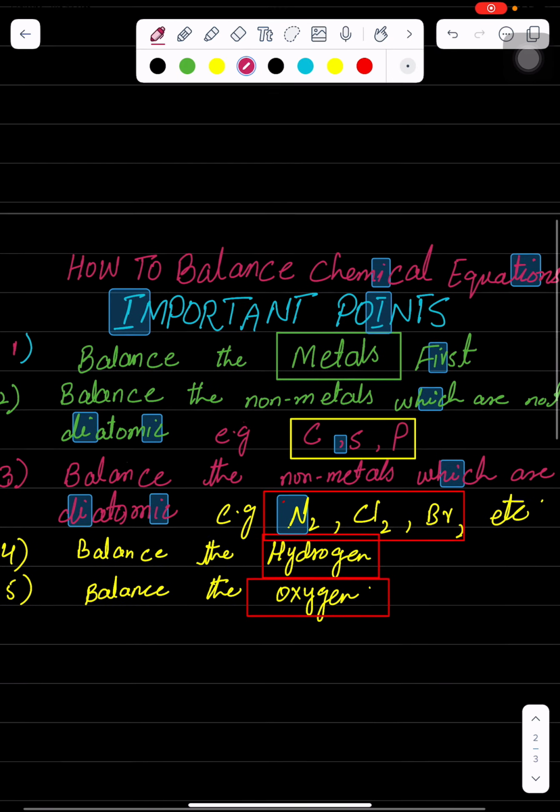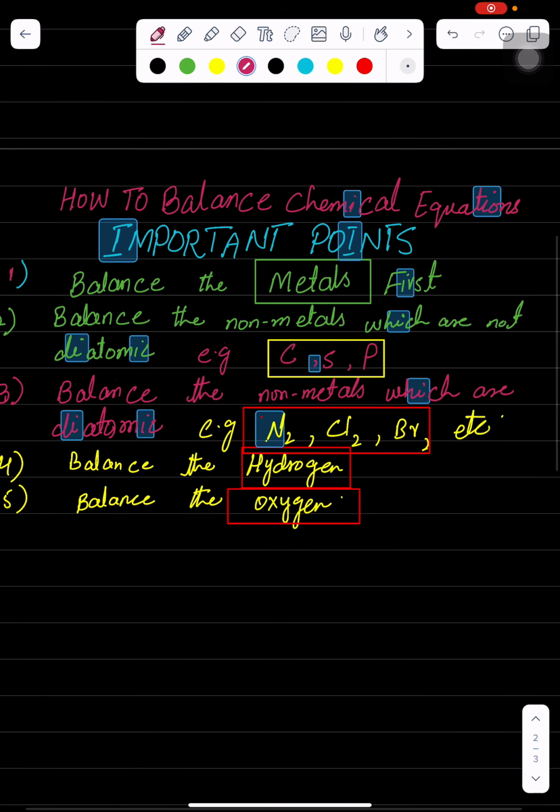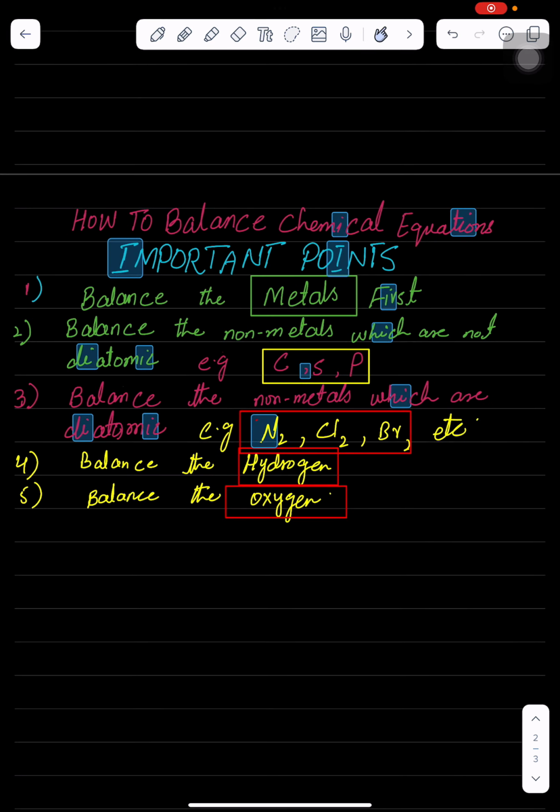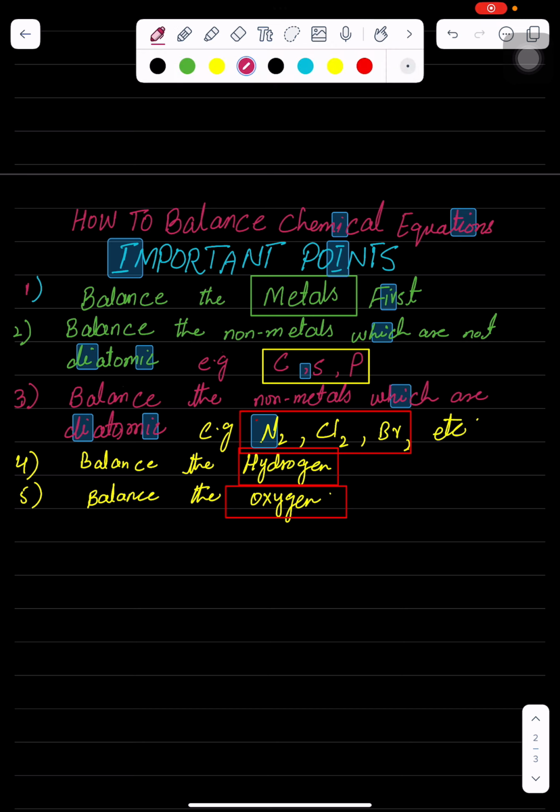So let's start. Here are some important points which you have to follow to balance chemical equations. Point number one: balance the metals first. If you are given an equation and asked to balance it, first find out the metal. If there is a metal, the first thing you have to do is to balance that metal.